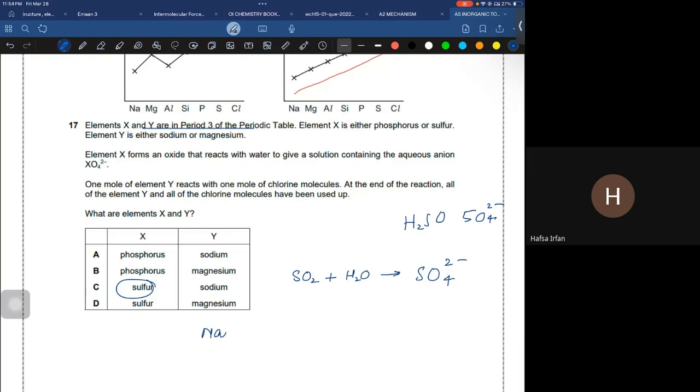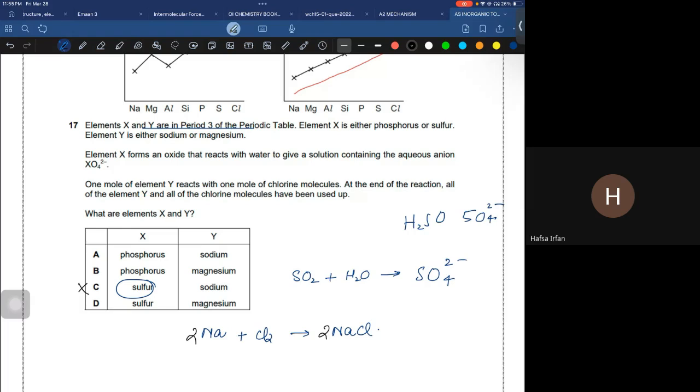But sodium, Na. 1 mole of element Y reacts with 1 mole of chlorine. At the end of the reaction, all of the element Y, that is sodium, and all of the chlorine molecules have been used up. Is this equation balanced? No, it should be balanced. This is 2 and this is 2. So not 1 mole of element Y, it's 2 moles of element Y. So option C is incorrect.